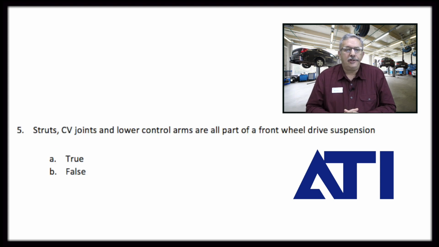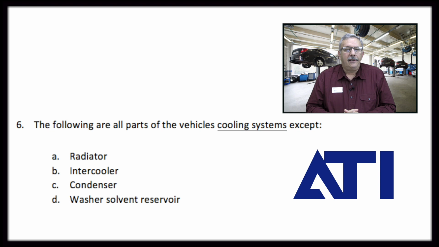Question 5, struts, CV joints, and lower control arms are all part of a front-wheel drive suspension system. True or false? Question 6, the following are all parts of the vehicle's cooling systems except the radiator, the intercooler, the condenser, the washer solvent reservoir.